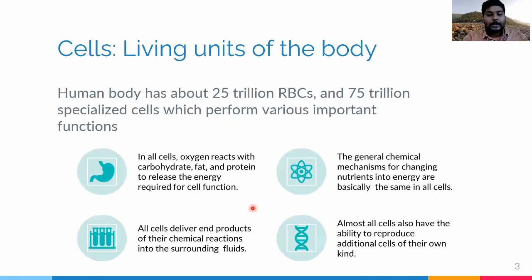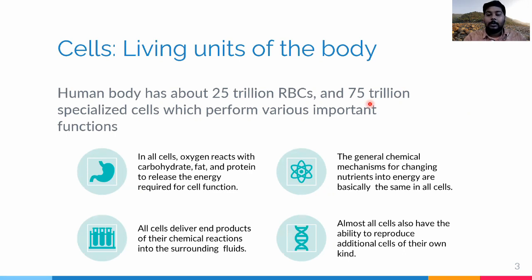To start off, let us consider cells, which are the structural and functional unit of life. The basic living unit of the body is the cell. Each organ is essentially an aggregate of many different cells held together by intercellular supporting structures. The human body has a huge number of cells, close to 100 trillion, out of which a quarter, or 25 trillion, are red blood cells, and the other 75 trillion are specialized cells which perform various important functions.